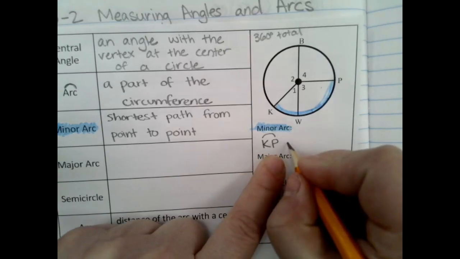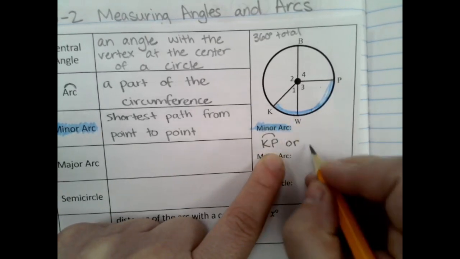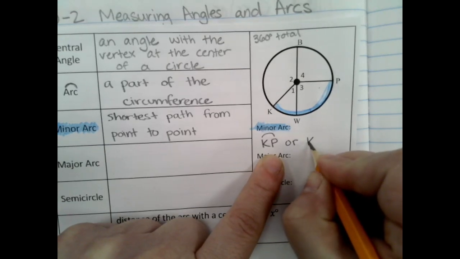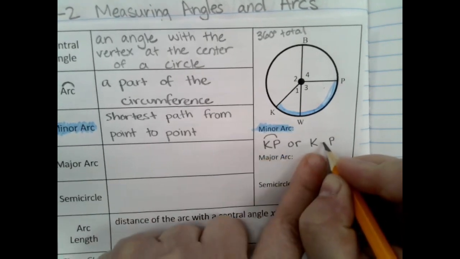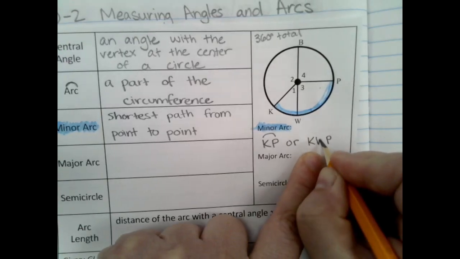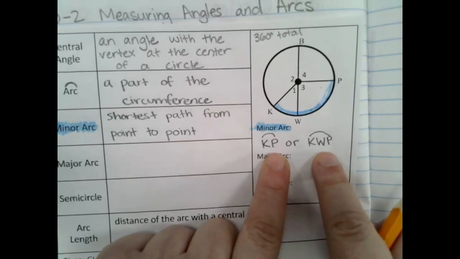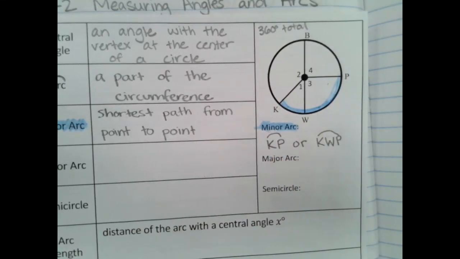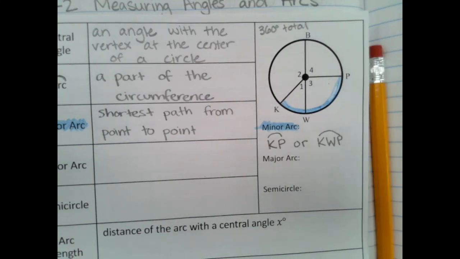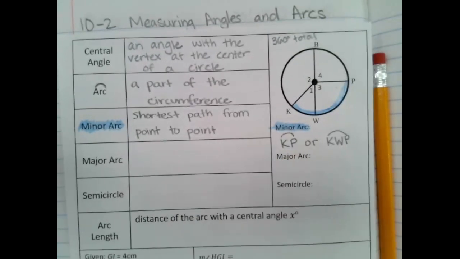Okay. We can also do arcs with 3 letters. So this arc could also be K, it ends at P, but what's my middle stop? What letter am I going through? W. So either way would be the name for that blue arc, that minor arc that's less than halfway around. It's the fastest way. Usually for minor arcs, we use just 2 letters because it's quicker.